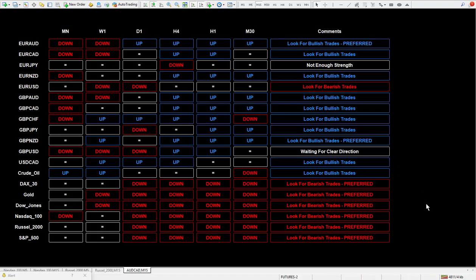Now here's my daily trade plan. It's running in real time. And as you can see, the futures, most of them from the DAX 30 down, were selling. Crude oil, buying. Keep in mind, you can trade anything that your broker will give you. If you can get it into the market watch, you can trade it using my simple system.